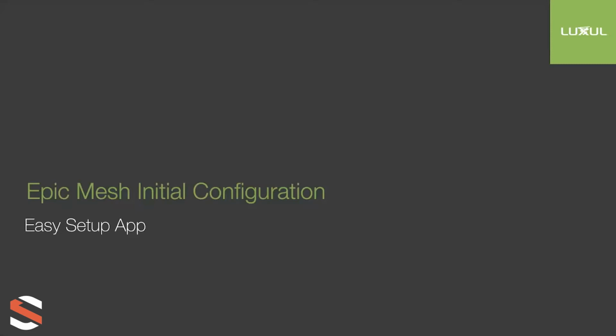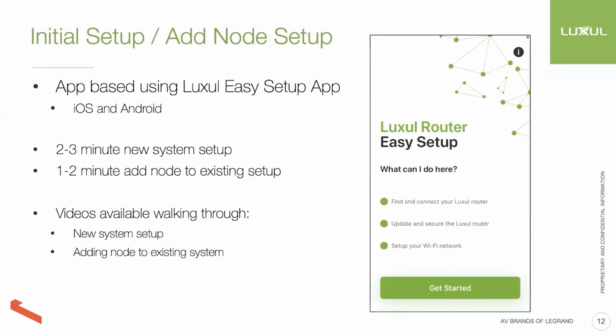All right, so initial configuration. For those of you that have not used the mesh before, you'll note that this is very similar to other mesh systems where it is an app-based setup. We use our Easy Setup app, which is the same one we've had for a number of years that you've had the ability to use to set up wireless routers. With the mesh system, it's the same app, but there is no other option for setting up. You have to use the app for initial setup because wireless is the only way to connect and get into it.